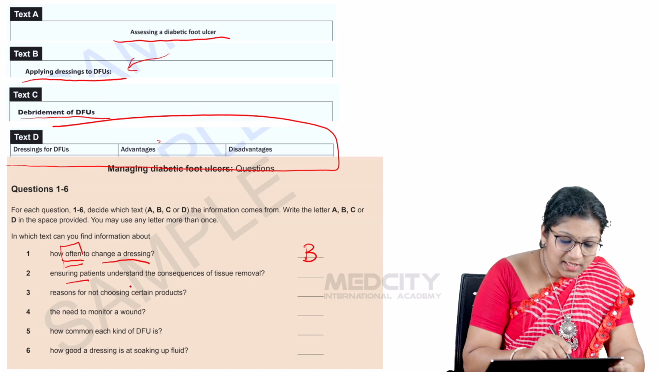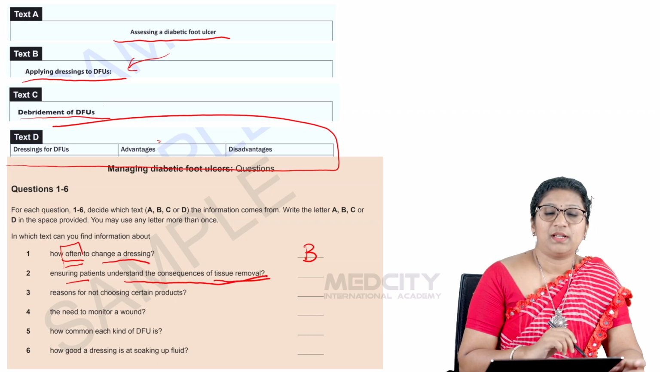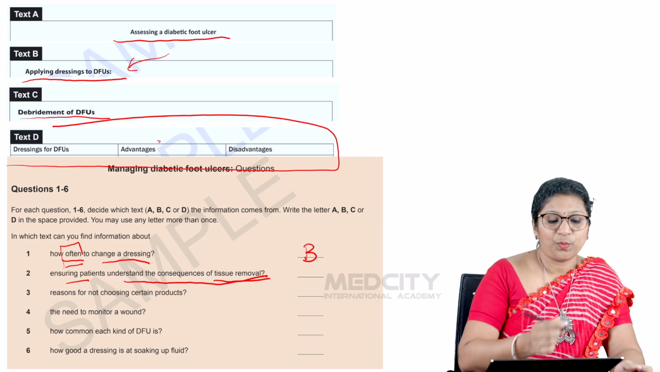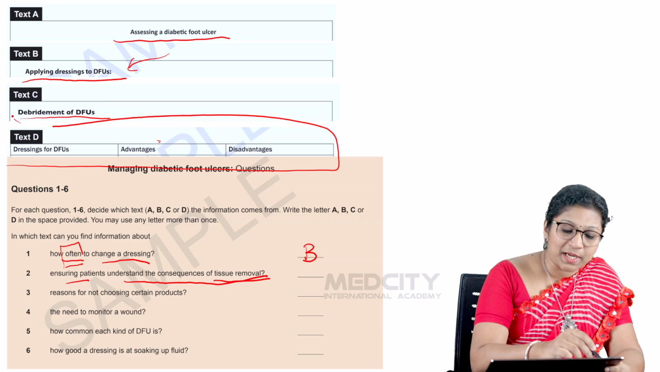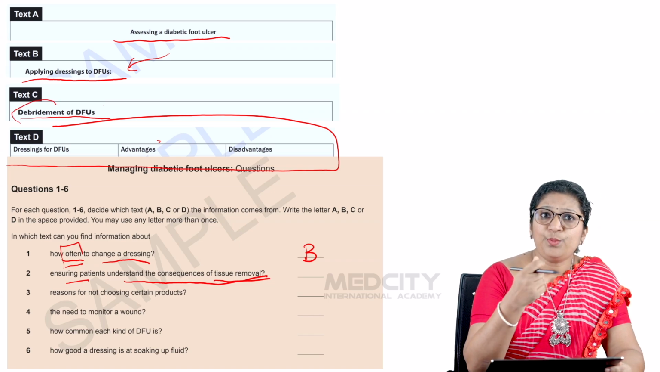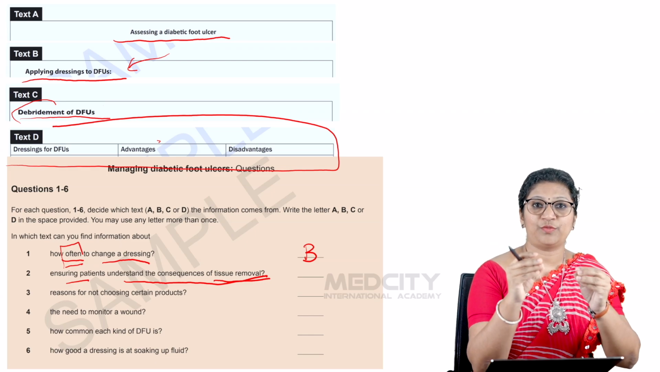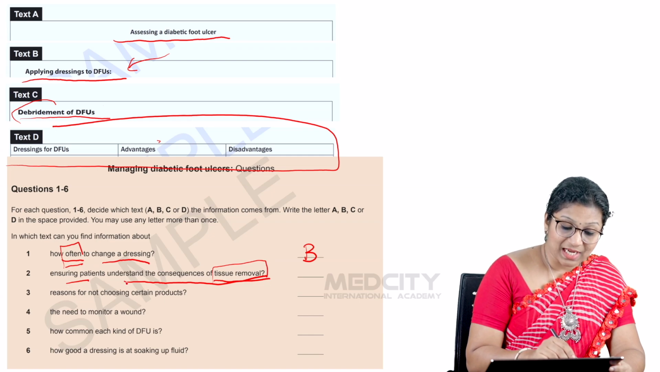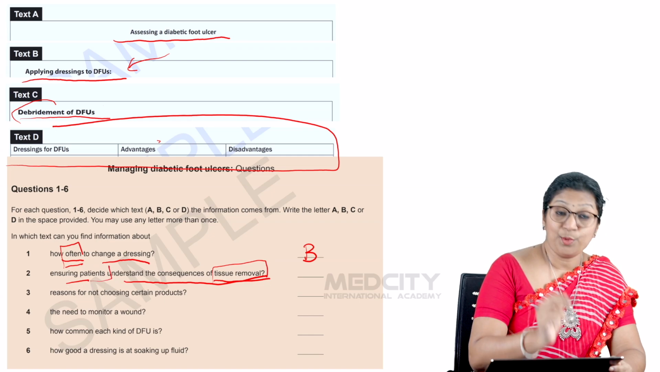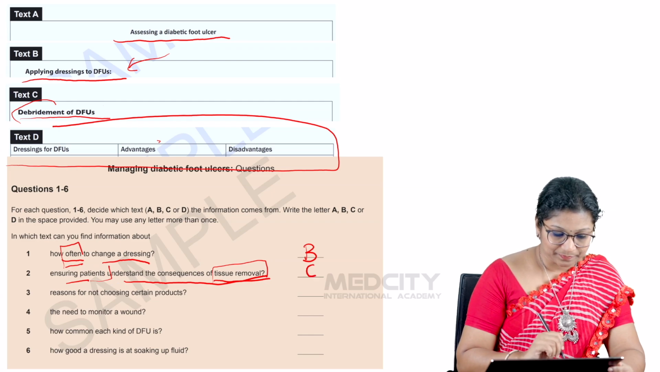Let's go to the next question. Ensuring patients understand the consequences of tissue removal. Tissue removal, which one? Applying dressing, assessing, debridement. Now we know debridement means removal, right? Removal of that hard callous material, removal of the tissues. Here we have removal of tissue. So ensuring patients understand, this most likely could be from text C. So let's fill it as text C.